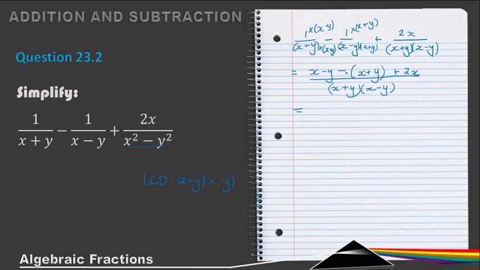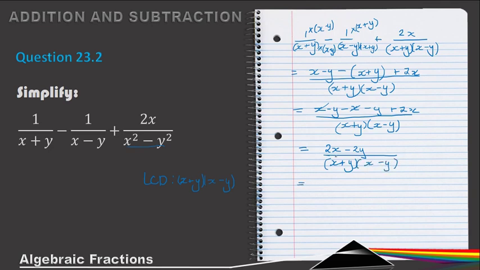Alright, now let's simplify. We're going to start with multiplying in this minus into the bracket. So you have x minus y minus x minus y plus 2x. That's over x plus y and x minus y. And then we add the like terms. So here we have x minus x, that equals 0. Then we have a 2x over here, so that's 2x. Then minus y minus another y, that's minus 2y. And then that's over x plus y and x minus y.